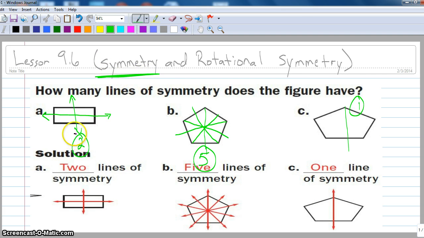We're just seeing if we can cut things in half, left, right, diagonal, and see if we get the same picture on both sides. Now it's the rotational symmetry, which is new.